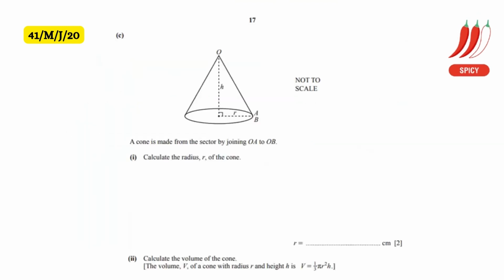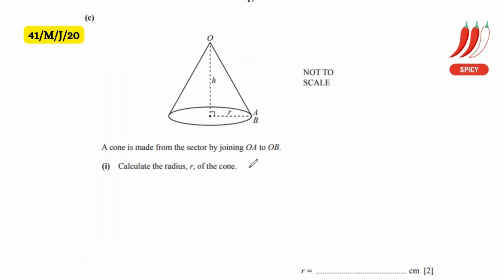Then part C says a cone is made from the sector by joining OA to OB. Calculate the radius r of the cone. So OA and OB were the radius of the sector, and they've joined both the radii to create this cone. So now if you remember, this was our sector AOB.